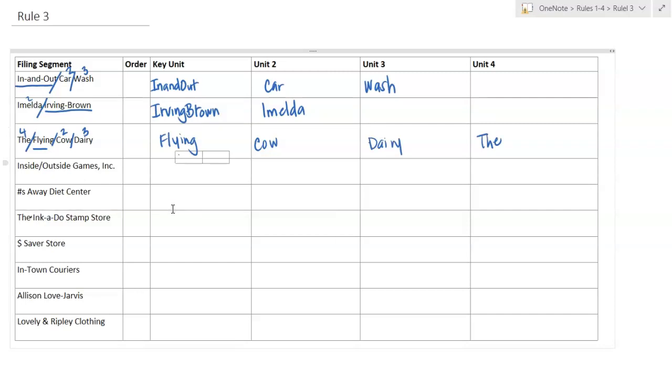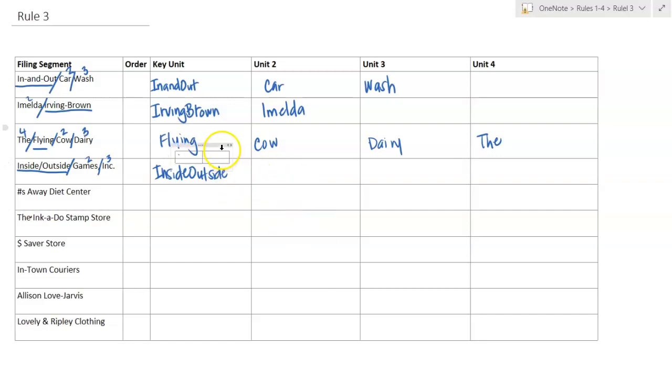Next we have inside/outside games, inc. There's a comma, and inc with a period. So again, I'm going to disregard the punctuation. There's no space between the E and the slash or the slash and the O. So this entire thing is my key unit, and then games, and then inc. Okay, so that is insideoutside as my key unit. And let me delete this thing that appeared.